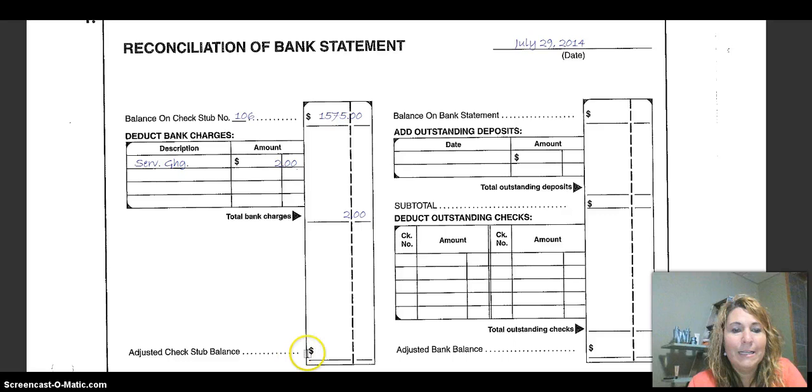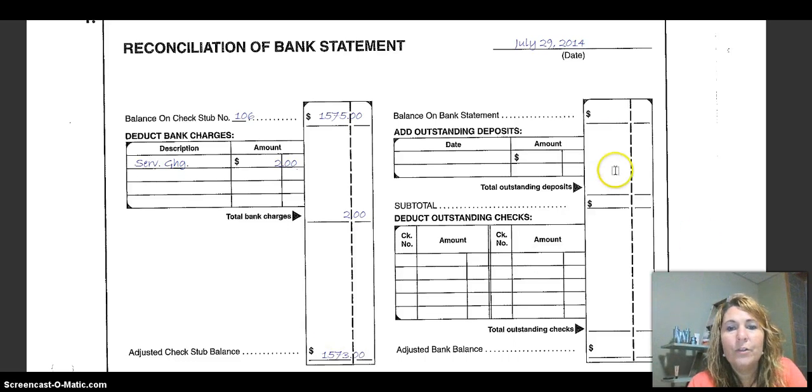My adjusted bank check stub balance, I'm going to take the balance that I was showing in my bank records minus the bank service charges, so I'm just going to subtract, and I'm going to get $1,573.